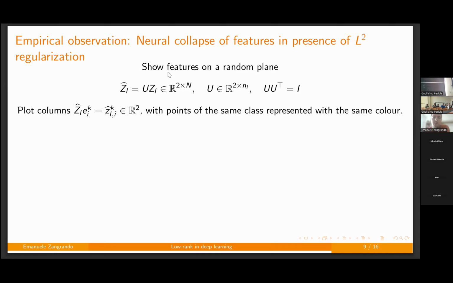So what I'm going to do here is take the matrices ZL during training. I'm going to sample a random orthonormal matrix of this kind here. So with 2 features, I'm mapping from the space of dimension NL to a space of dimension 2. And I'm essentially projecting down the features of ZL onto this 2-dimensional space. And I'm going to be plotting the columns of this matrix ZL here, and coloring them depending on their class. So all points of the same class in the layer are going to be represented with the same color.